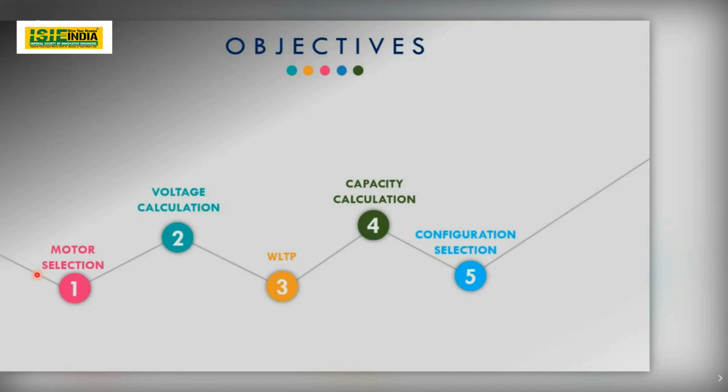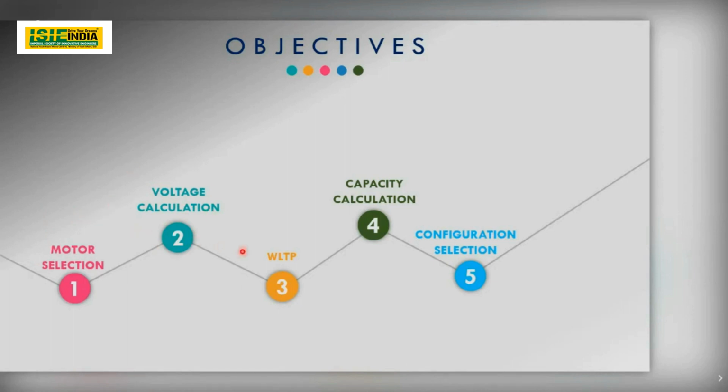In this session, the first topic is the most basic or fundamental thing to have. After motor selection, which is the first step for all the calculations of batteries, we need to have motor data and also vehicle data for calculating the battery parameters. So motor selection will be the first parameter. Then we will go to voltage calculations.